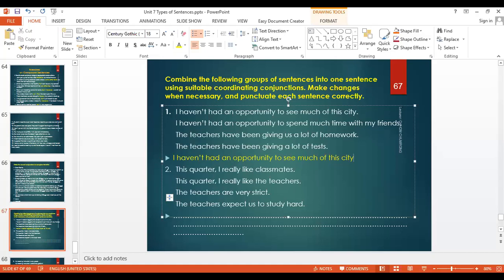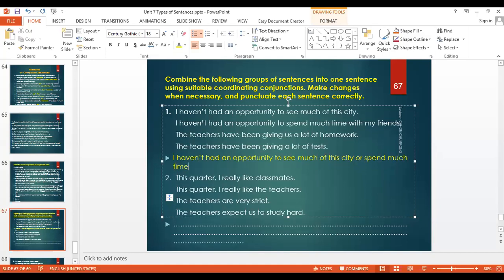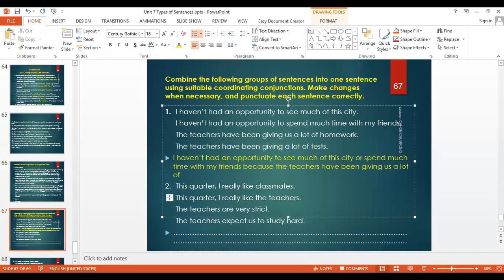Spend much time with my friends because the teachers have been giving us a lot of homework and tests. Okay, and what is it called? What sentence is it? Simple, compound, complex, or what?